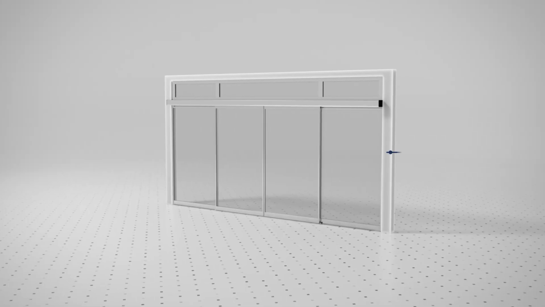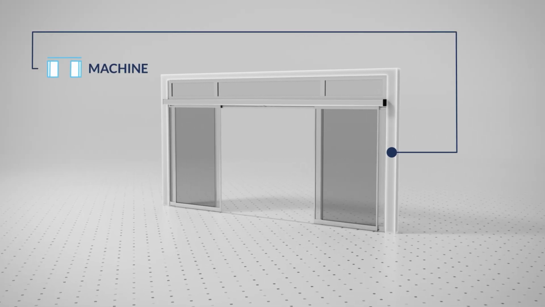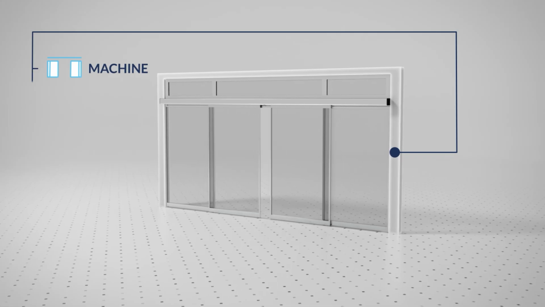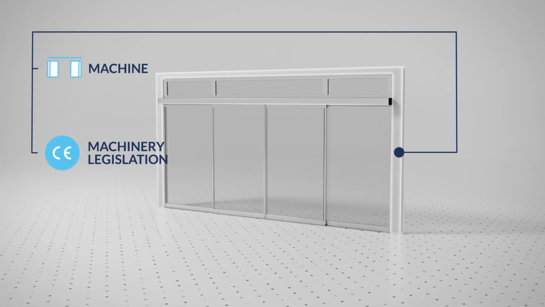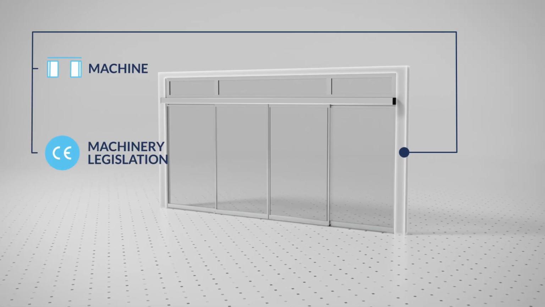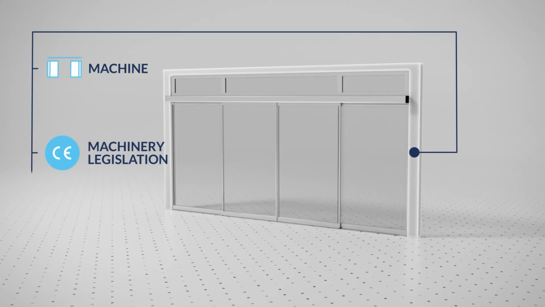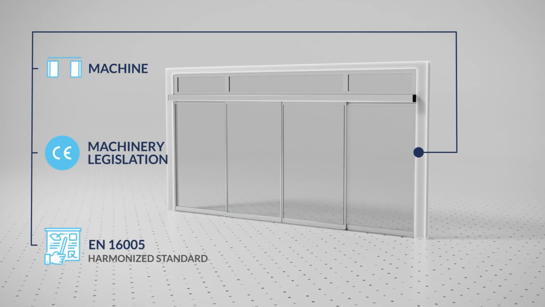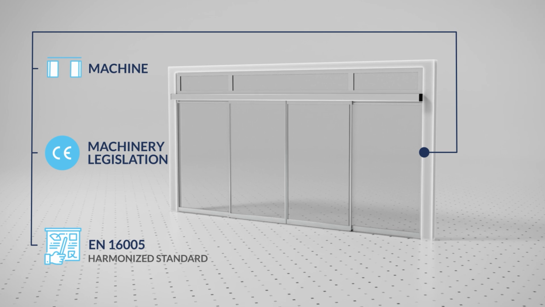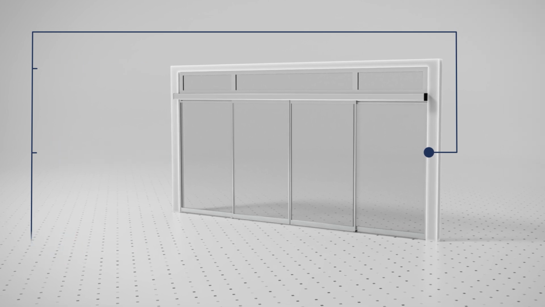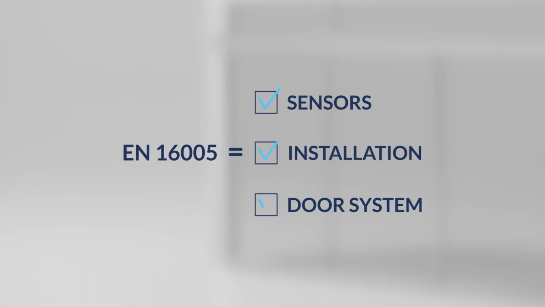An automatic door is a machine. Therefore, all installations must comply with the machinery legislation, which is law. The easiest way to meet these safety requirements is to follow the harmonized safety standard EN 16005. To meet the provisions, you must use EN 16005 approved sensors and install the sensors according to the standard requirements. Okay? Then your installation is EN 16005 ready.